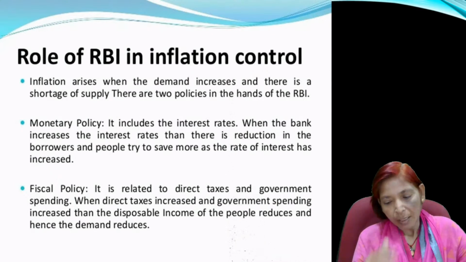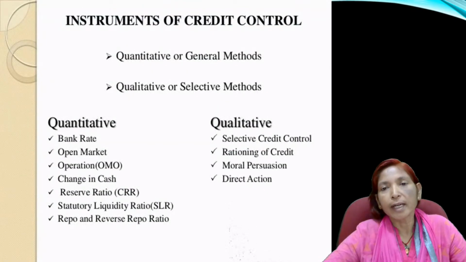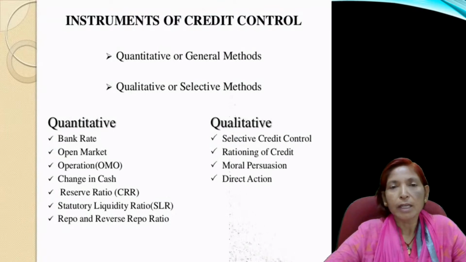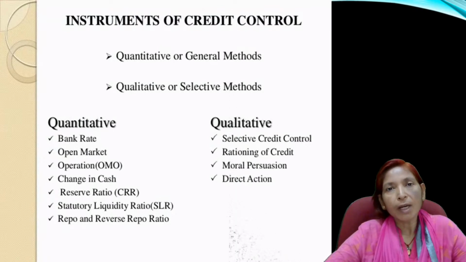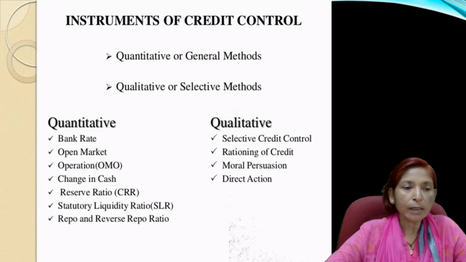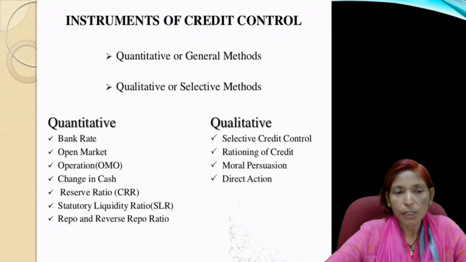Now next is, what are the instruments of credit control? There are two types of instruments which can control the credit creation process: one is qualitative and the other is quantitative. Number one is quantitative. It is clear by its name, it can easily control the quantity or amount of the credit creation.